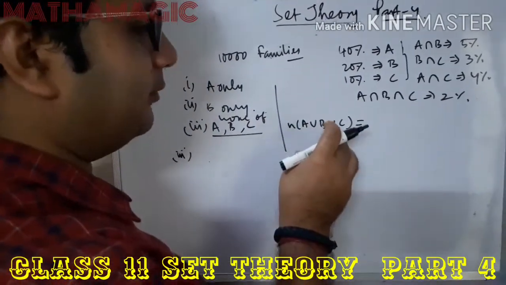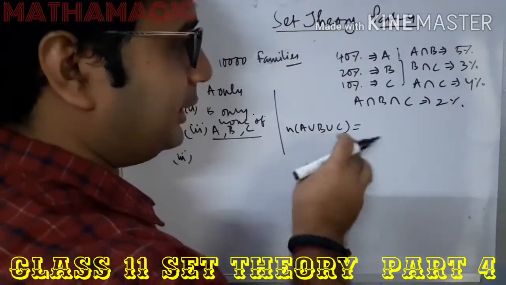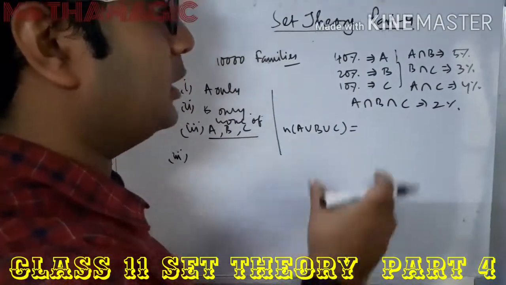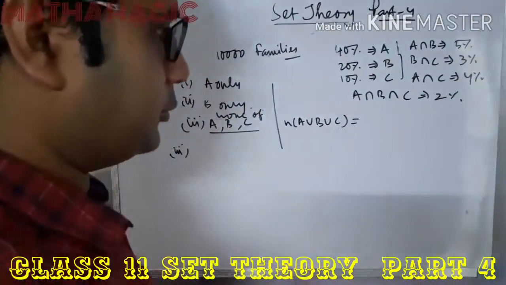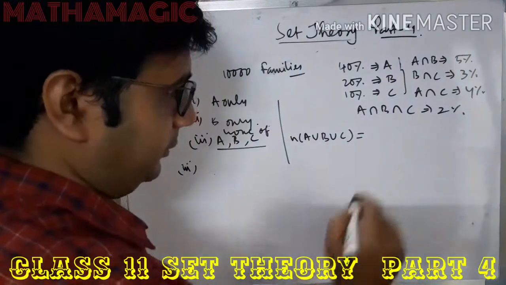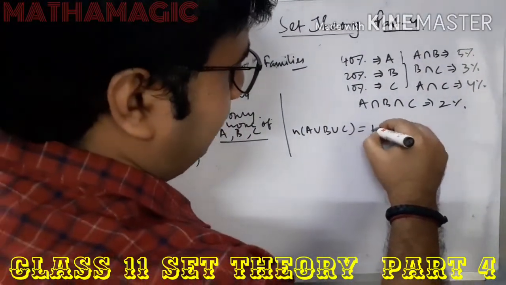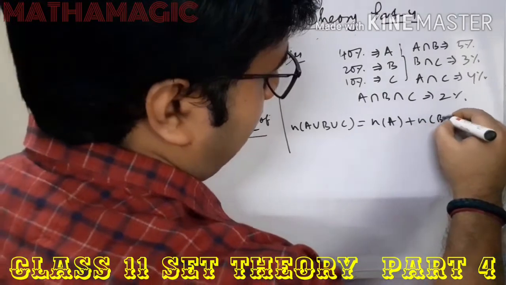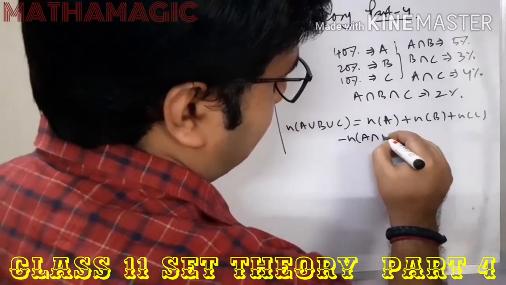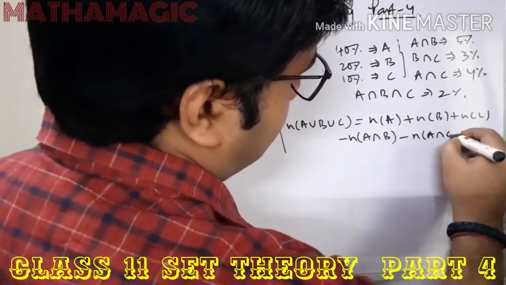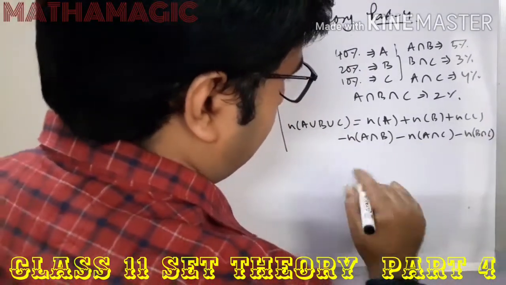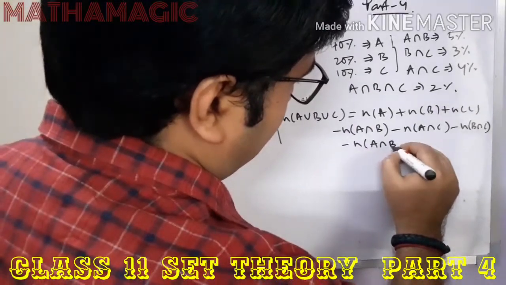We need to find the number of people who do not read any of the three newspapers. So first of all, we need to find the number of people who read any of the three newspapers. Then we can find the number of people who do not read any of the newspapers. So for that we have a formula, that is n of A plus n of B plus n of C minus n of A intersection B minus n of A intersection C minus n of B intersection C plus n of A intersection B intersection C.